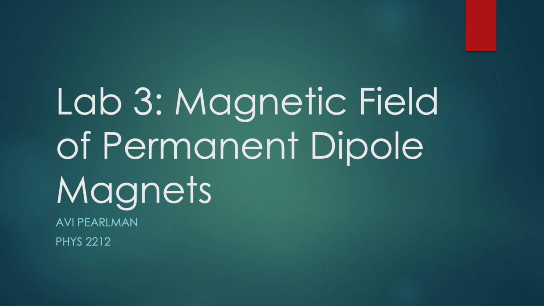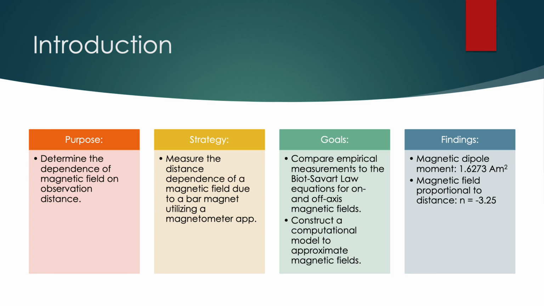Hi, my name is Avi Perlman, and this is Lab 3, the magnetic field of permanent dipole magnets. The purpose of this lab is to determine how much magnetic field depends on observation distance. In order to find this out, I utilized a bar magnet and a magnetometer app.